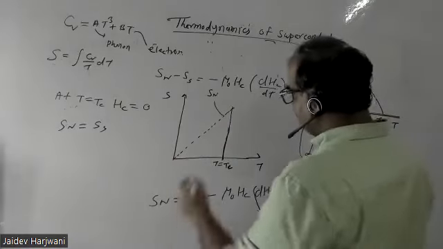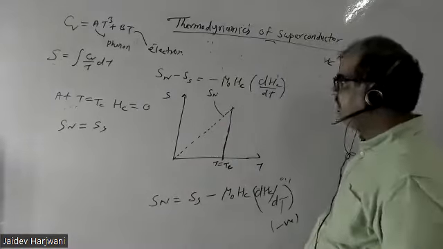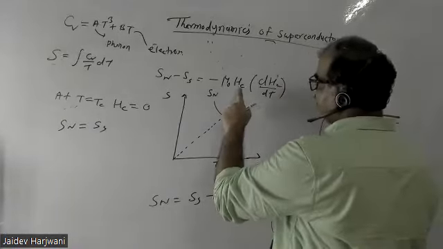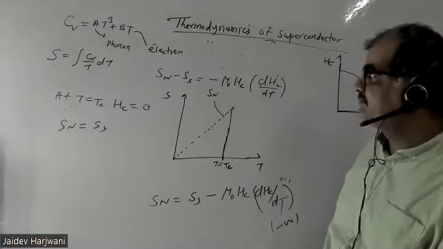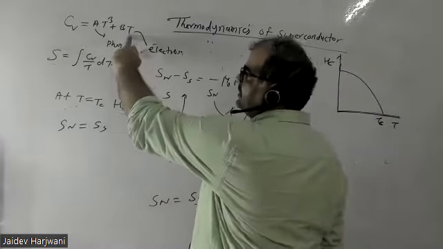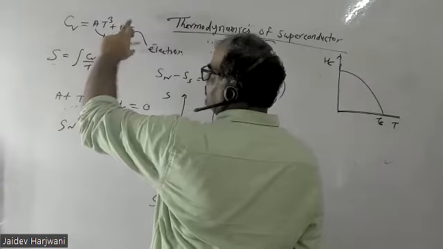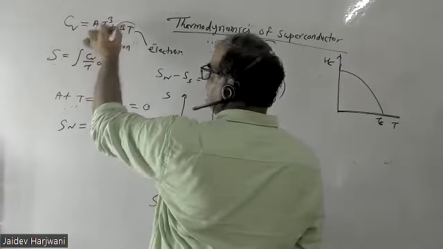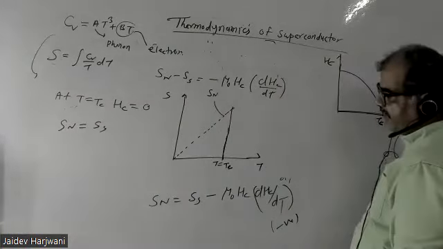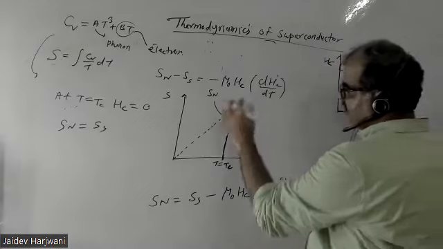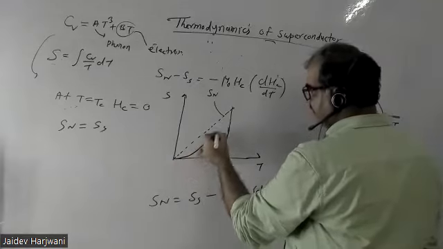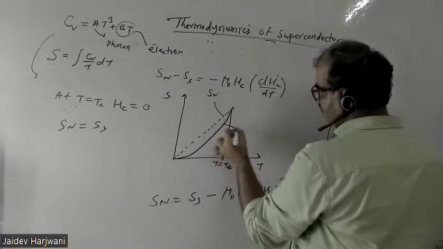Now this is your normal case. What about the superconducting case? The specific heat is linear also. If you take low temperature, the majority contribution to specific heat comes from this BT term, so CV is BT, linear. Now if I want to draw here, the normal state should be more, so the superconducting curve will go like this. So this is your Ss.